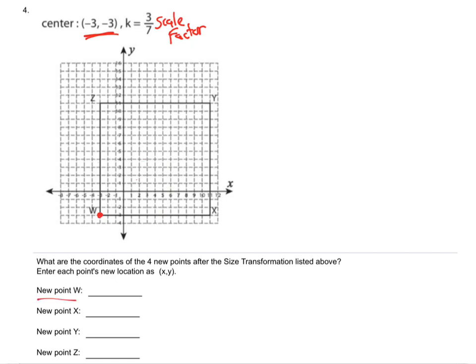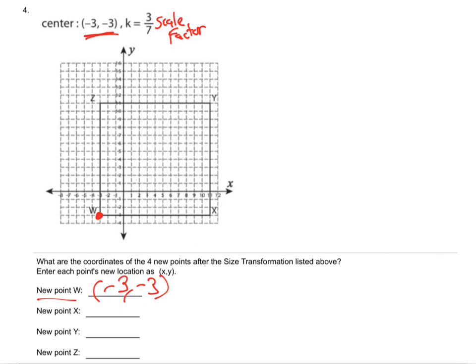Let's start with the new W. Where's the new W going to be? Well, nowhere different. It's going to be exactly the same as it was, because W is the center. So that's not going to go anywhere, right? You can't move a point that's on the center. If it's the center of the size transformation, it's not going to expand or contract anywhere.